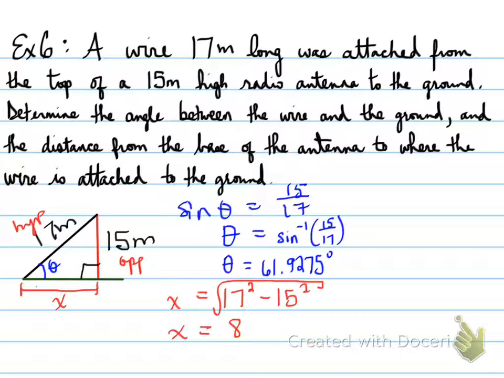So now we have that answer, and we've answered all the questions in the problem, so we can do a therefore. Therefore, the wire makes with the ground an angle of 61.9275 degrees, and the distance from the wire to the antenna is 8 meters.